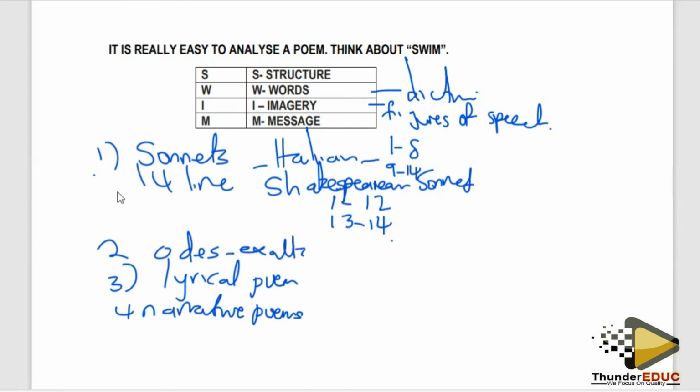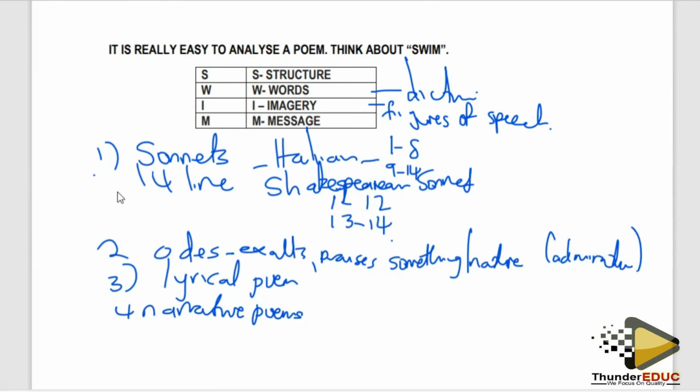exalts, praises something or someone. It can be praise of nature, at the extent of the beauty of nature. So as a result, admiration is always going to come in an ode. So usually it comes in nature poems.